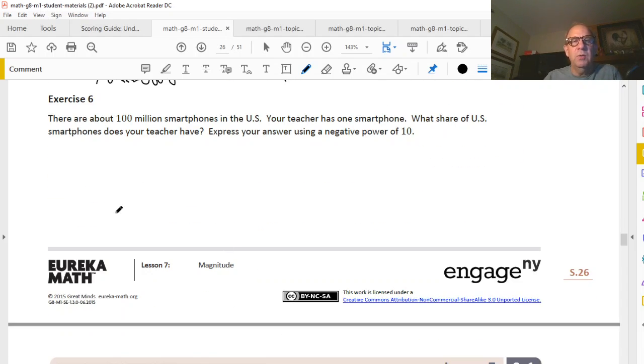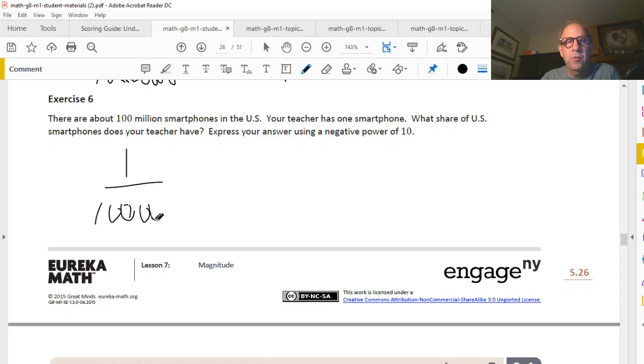All right, let's try one more. There's 100 million smartphones in the US. I have one of them. See my cracked screen? I don't know if you can see it. It's giving me troubles. What share of the smartphone market do I have? I have 1 out of 100 million.